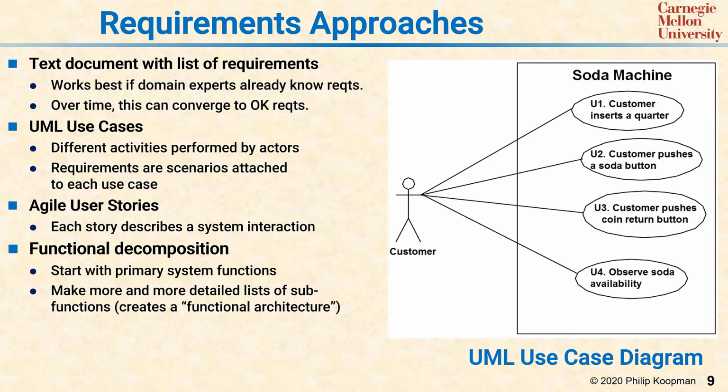Underneath those primary system functions are more and more detailed lists of sub-functions, creating a functional architecture. This approach is often used when there are chunks of hardware and software that are obtained from different vendors, and the functional decomposition organizes which chunks the system is broken down into to subdivide the work up into different teams.